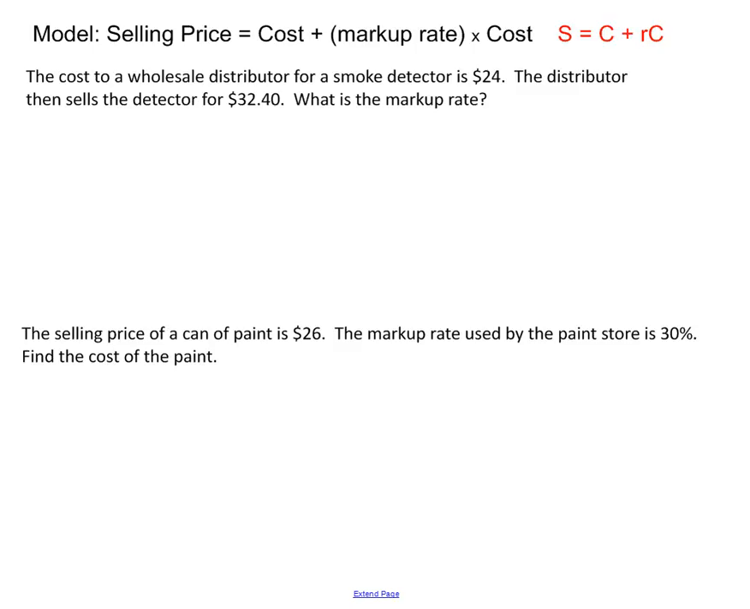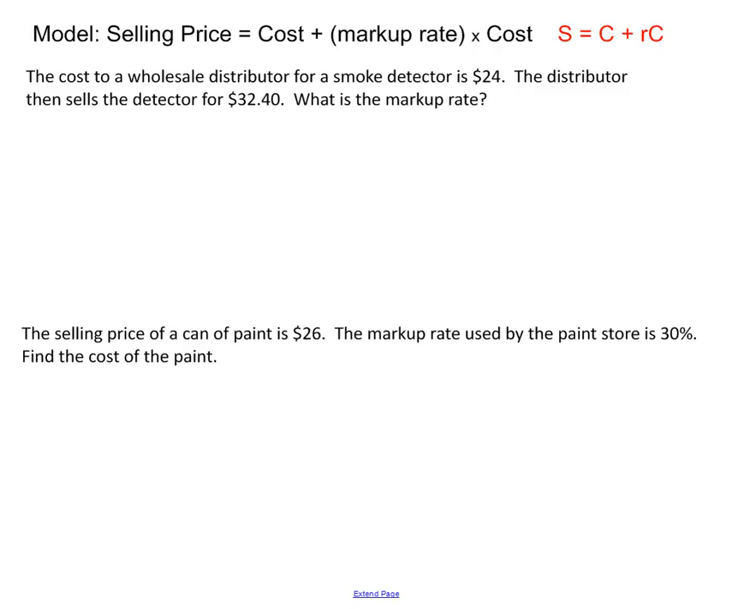So let's continue our discussion of section 2.5, and we're talking about markup and markup rate problems. We've got a couple of examples we're going to use right here. The very first thing to remember is that we're going to use our model. When it comes to markup, the selling price is equal to the cost, and we mean the cost to the seller, plus the markup rate times the cost.